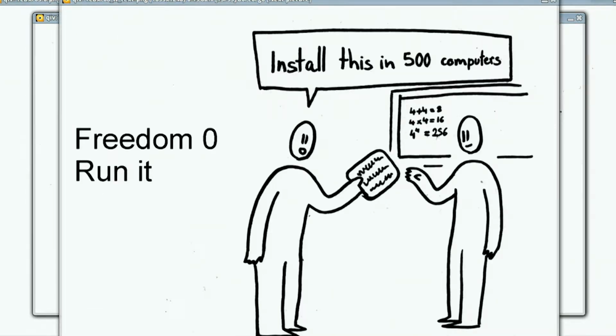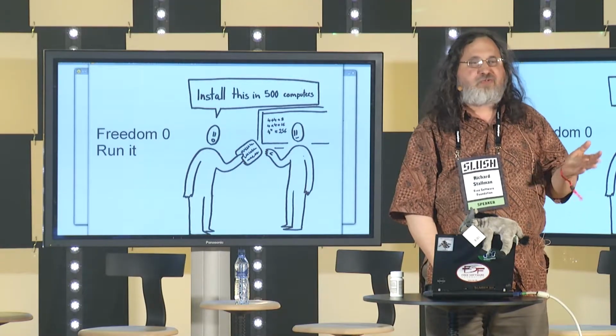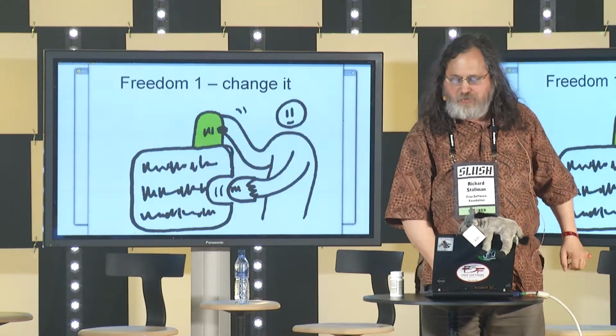So freedom 0 is the freedom to run the program the way you wish for whatever purpose. And you could run it on 1 computer or 1,000 computers, because that's just running it. That's all part of freedom 0.